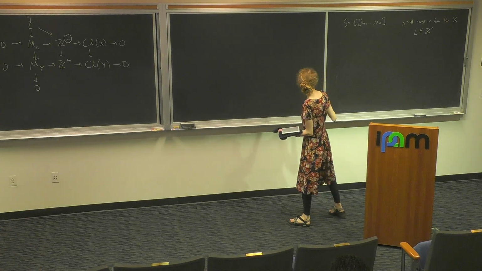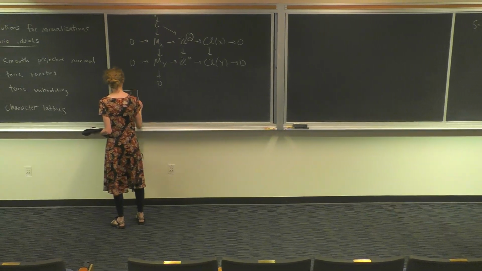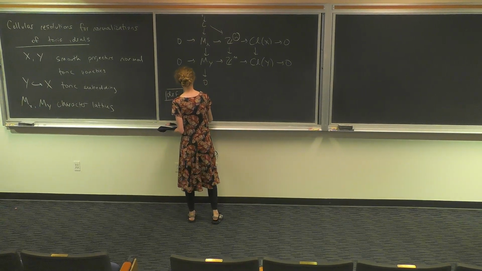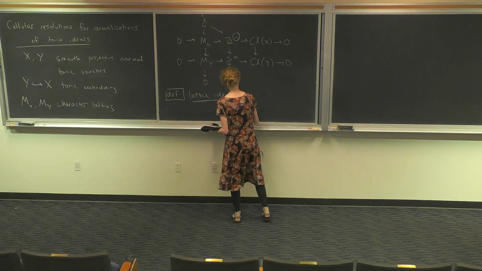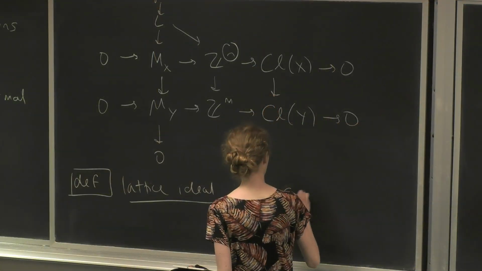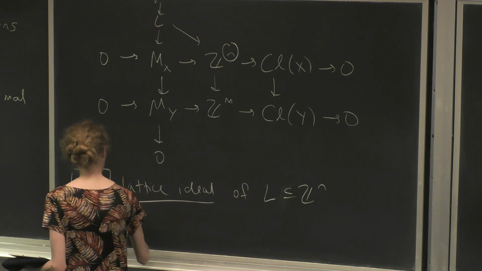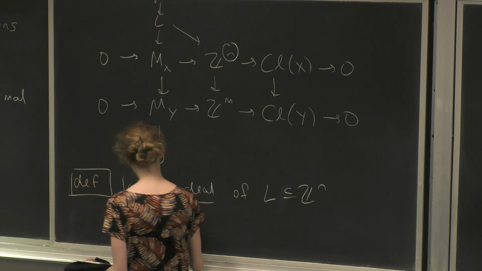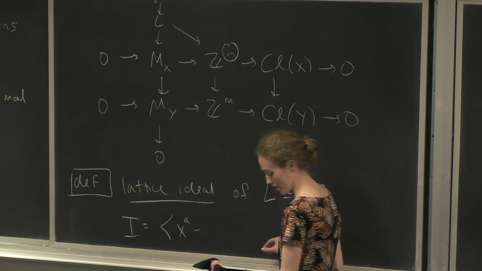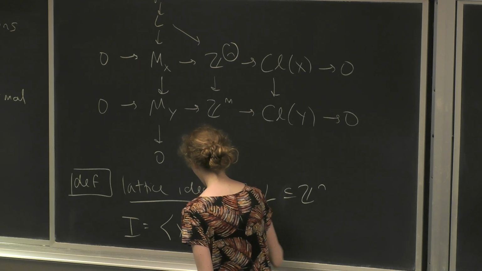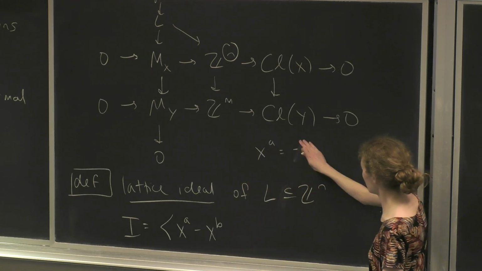Okay, and we're going to define a lattice ideal. The lattice ideal of L inside Z^n is defined to be the ideal generated by binomials. It's going to be a binomial ideal, and the generators look like x^a minus x^b. Here I'm going to use x^a to mean the product. Let me just write it like this.